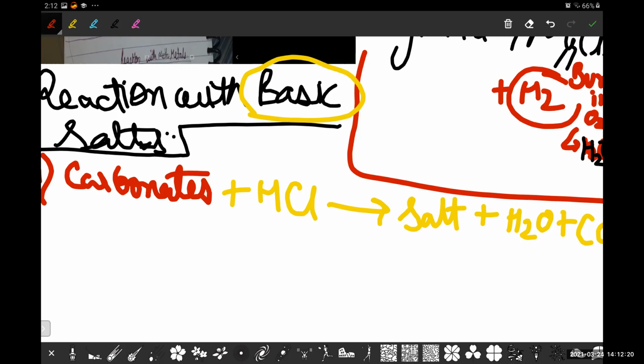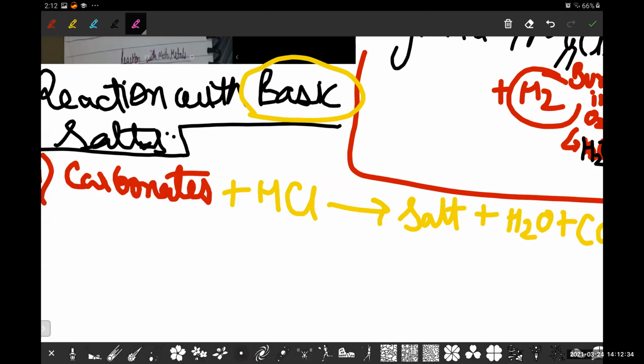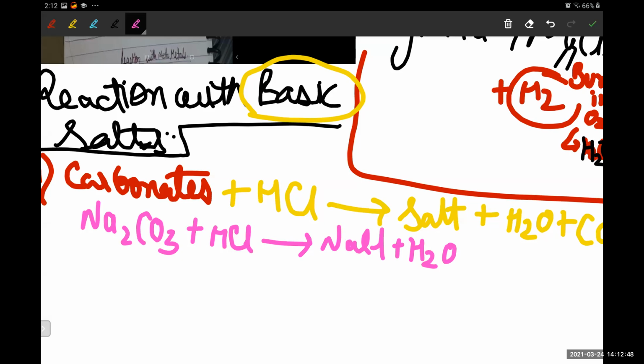So if I give you some examples, the examples can be Na2CO3 plus HCl, and it will give us what? It will give us NaCl plus H2O plus CO2. Now many of you must be thinking, what will be the salt?